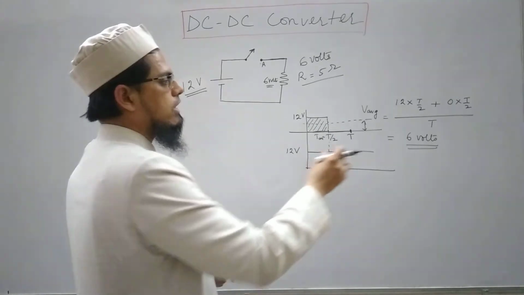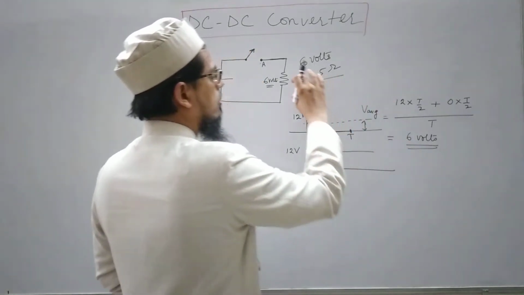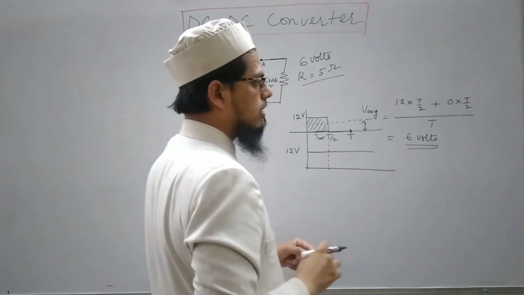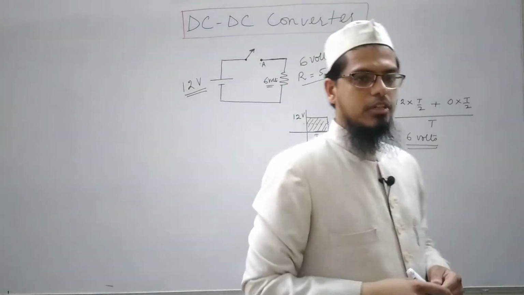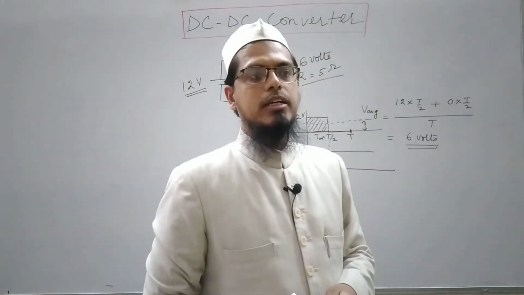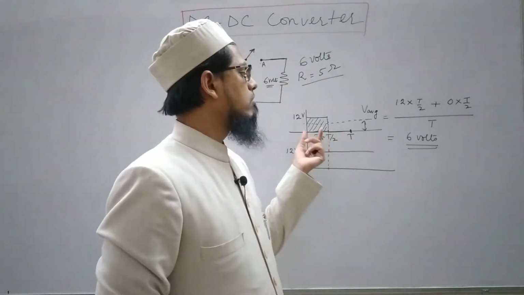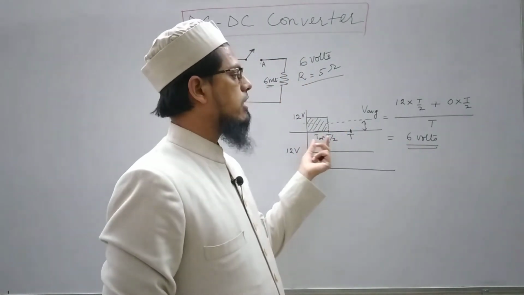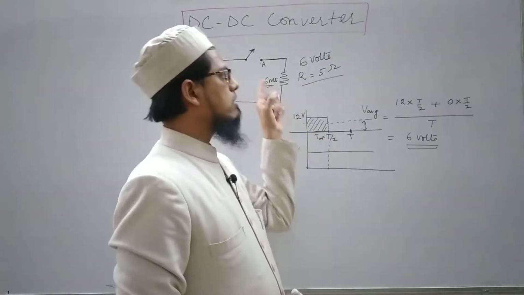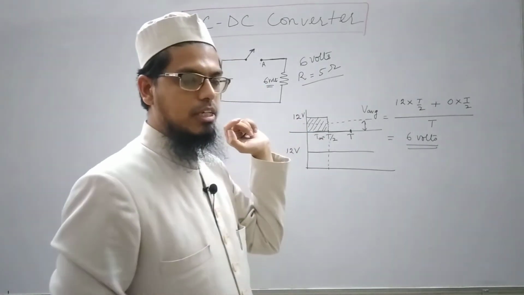So you could see that we are now obtaining a 6 volt average voltage across the resistor R, and we can even control this voltage by controlling the time for which the switch is in the on state.